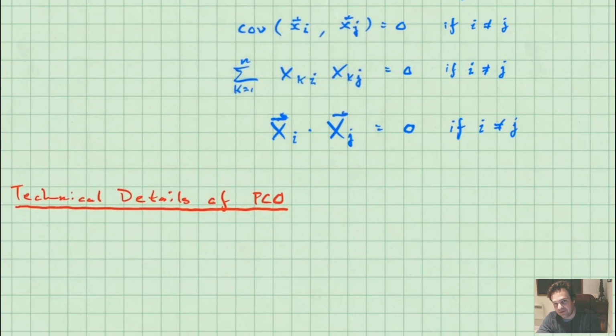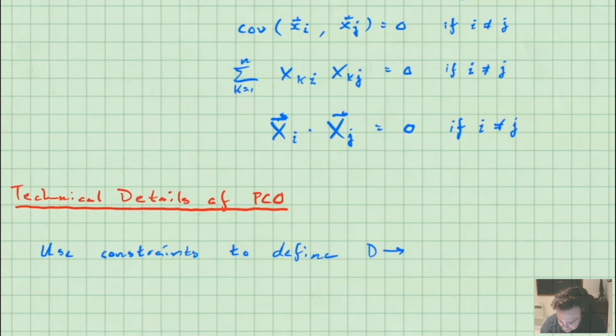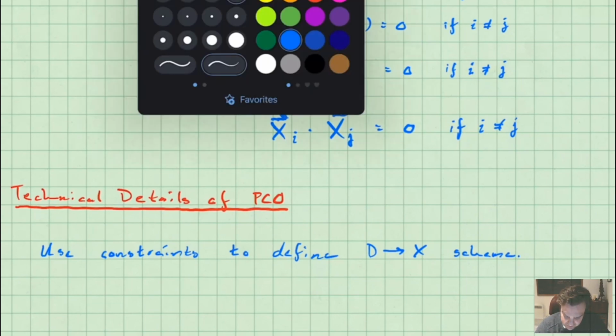If I want to fully understand PCO and everything under the hood, I want to know, how do I use the constraints, the ones I just listed, to define some scheme to go from D to X? I want to see explicitly, I want formulas in the end, because I want to code this up. That's the goal of looking at these technical details, and it's going to get fairly mathematical. And I want to say in advance that it's sort of incomplete.